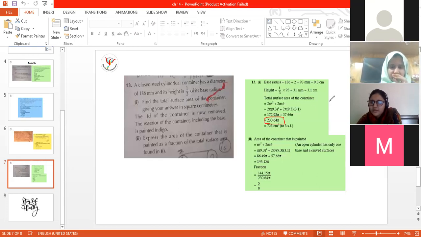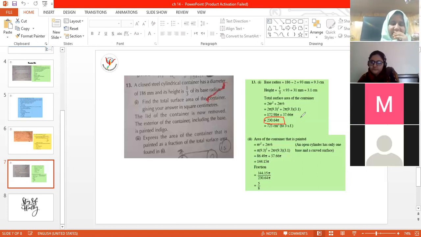Yes, Zaina. Ma'am, can't we write this fraction in decimal? No, ma'am, the last answer, 5/8. No. You have to express it as a fraction. You have to express it as a fraction. Right?